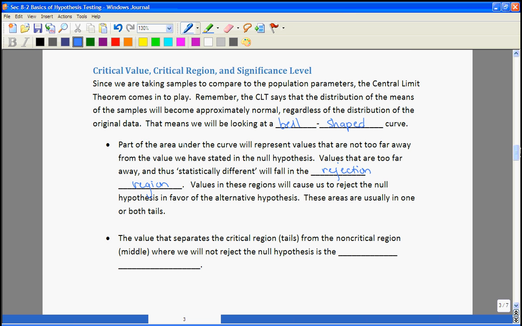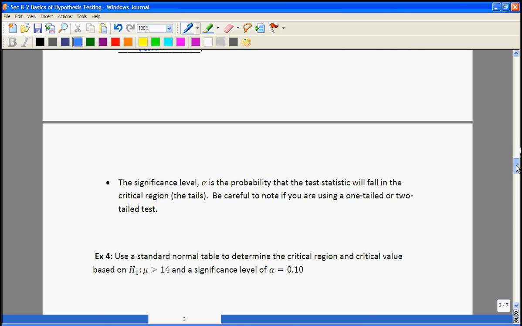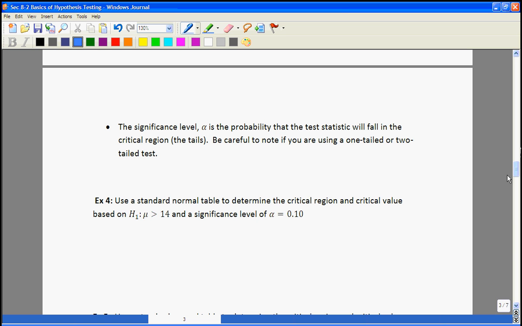And these areas are usually going to be in one or both tails, depending on what type of test you're doing. The value that separates the critical region, the tails, from the non-critical region, the middle part, where we will not reject the null hypothesis, is the critical value. So wherever we draw that line between being too far away and close enough, that value is called the critical value. And then we have the significance level alpha, which is the probability that the test statistic will fall in that critical region, that tail.